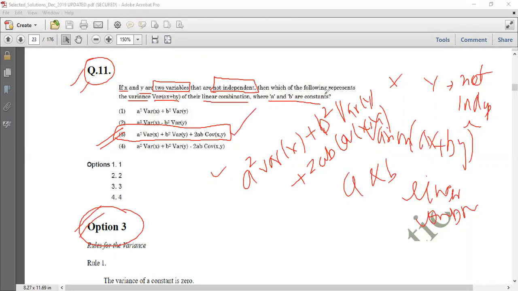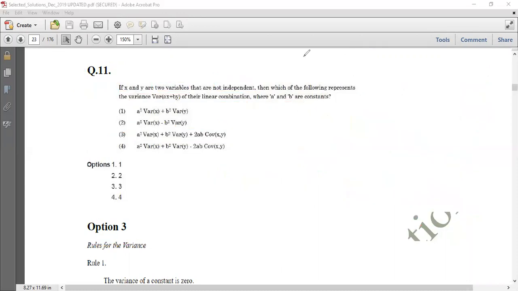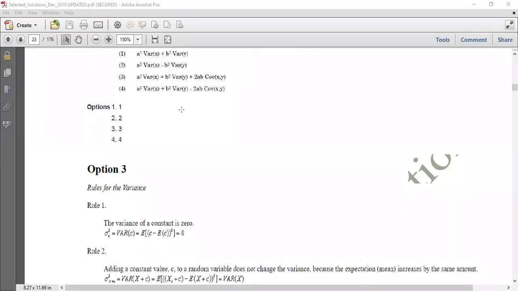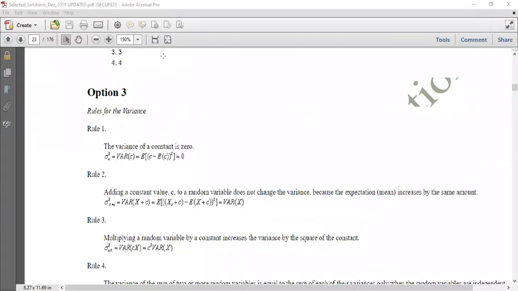Now we will see some of the rules of variance, how we should calculate the variance of different variables when they are independent and when they are dependent, because it's a very important question and can be asked in future also. So let's see some of the rules of the variance which we have picked up.